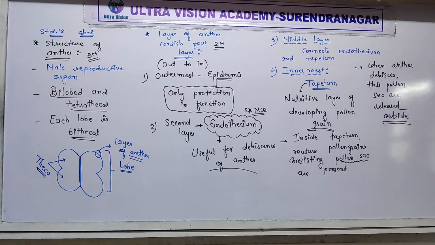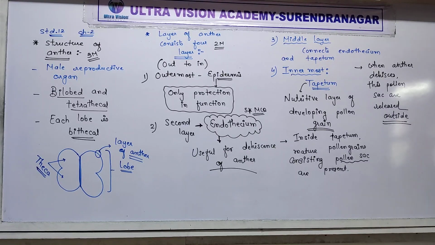Tapetum is also known as the nutritive layer of the developing pollen grain. Tapetum provides the nutrients to the developing pollen grain, because you know that inside the tapetum is the theca, and inside the theca pollen grains are formed. So for the formation of the pollen grain, nutrients are required there. So that can all be supplied by tapetum. So inside the tapetum, when mature pollen grains are formed, they are accumulated, and then pollen sacs are formed.